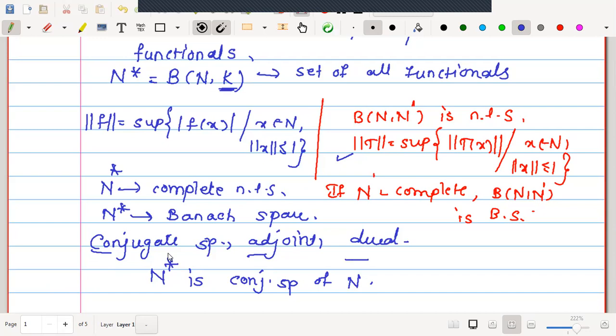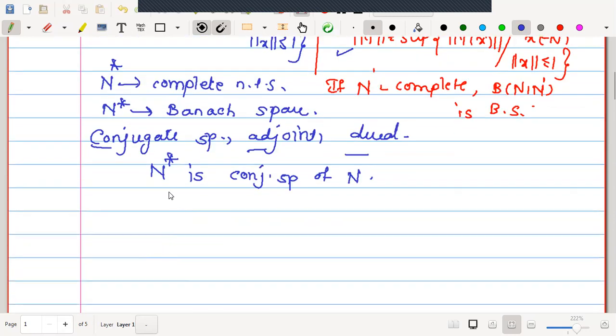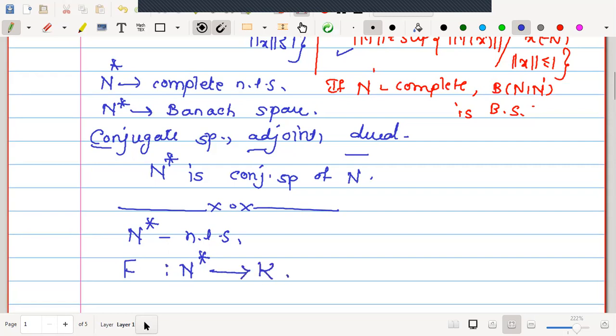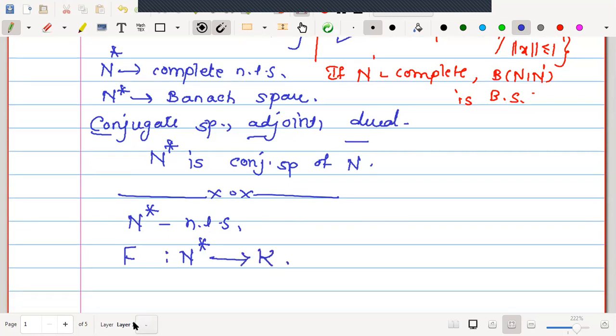How to find out the conjugate space of N star? Whatever steps we have done to find out N star, the same we will repeat. We will start with N star, which is itself a normed linear space. Then we will define one function on N star, say capital F, from N star to K.